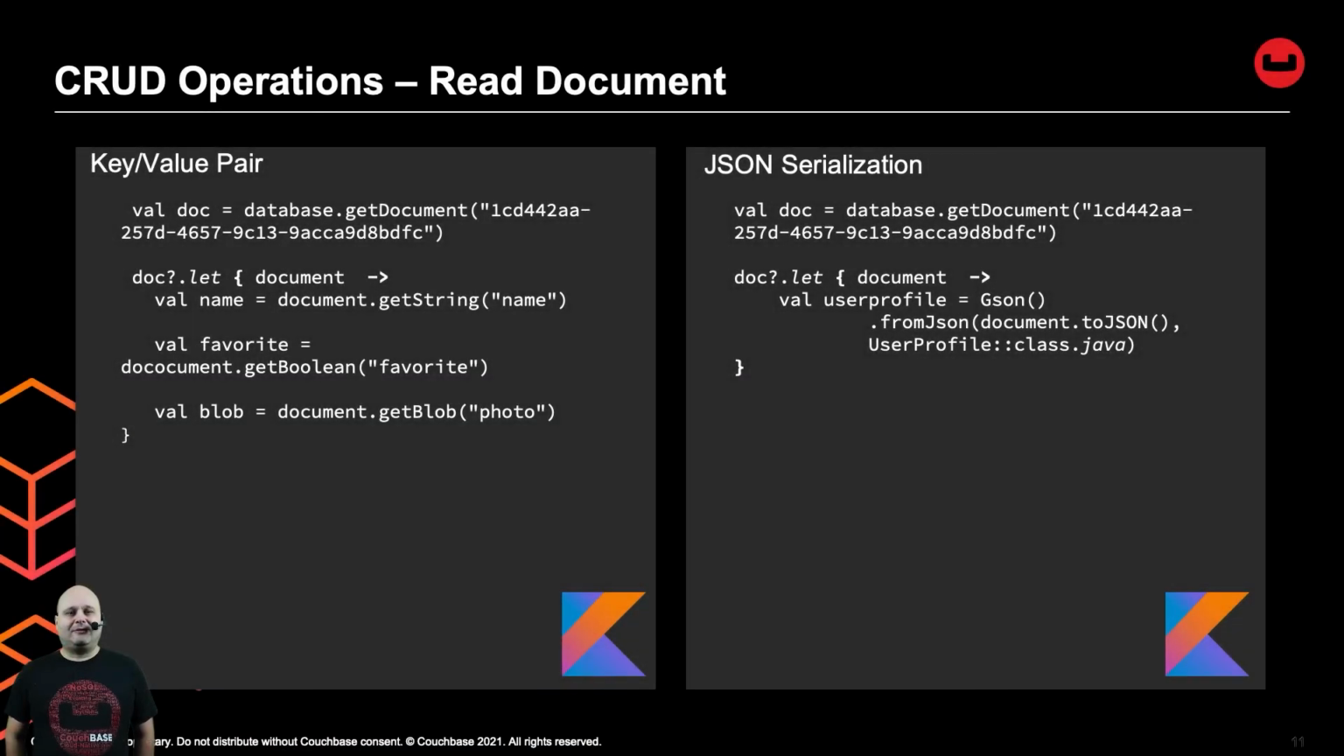To read a document from the database, you'll need to know the unique ID for the document. The database API provides the getDocument function that takes a string value of the document ID and returns a document object. Once you have the document object, you can read values from the document in one of 2 ways. The first way is using the key value pair, as the code snippet on the left shows. The other way is to use serialization, like the example on the right, to deserialize the JSON string to a Kotlin data class object.